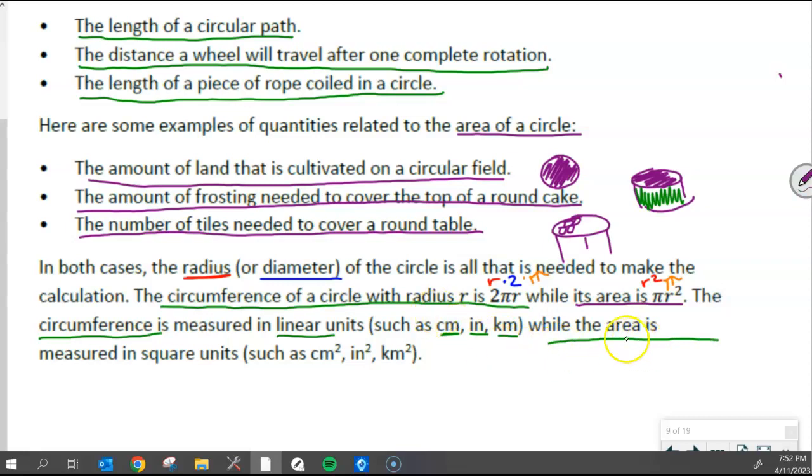Whereas the area itself is measured in square units, such as centimeters squared, inches squared, kilometers squared, where instead of just stretching out a measuring tape, I need to cut out a bunch of squares and figure out how many squares it's going to take to fill that in. So that's a key thing there on the units.